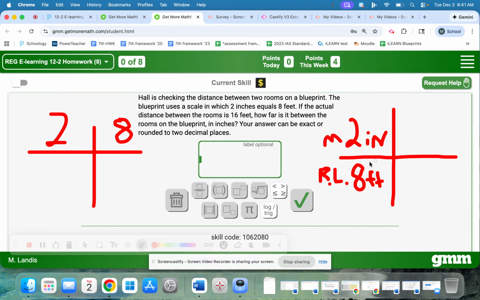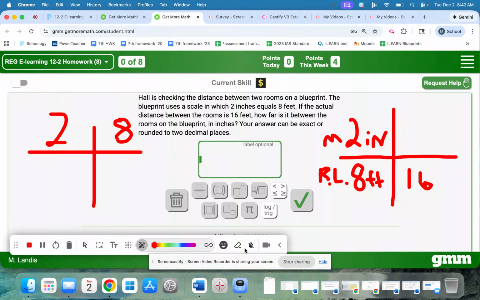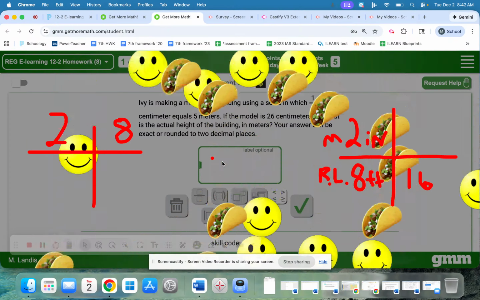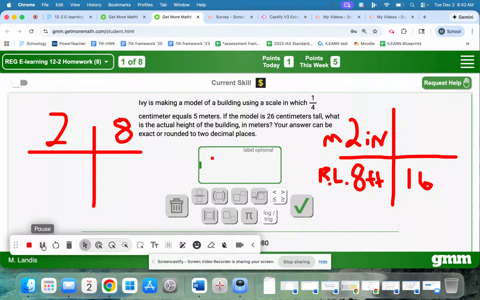The actual distance that's in real life is 16 feet. So we'll put the 16 down here with the feet. You can cross multiply and divide, or you can find a scale factor. 8 times 2 is 16. 2 times 2 then gives you 4 inches. Label optional, so in that case, leave it out.